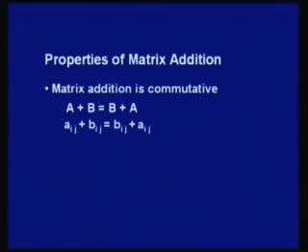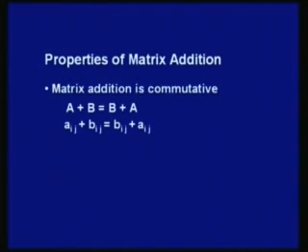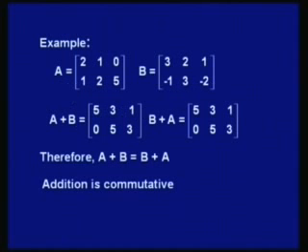Similarly, one can easily establish that matrix addition is associative. By this I mean to say that you first add A and B, and in the sum you add C. What you get is the same as you add B and C first and then add A. So the order of addition is not important. We have three different matrices. You first add A and B and then add C, or you first add B and C and then add A. The result is the same.